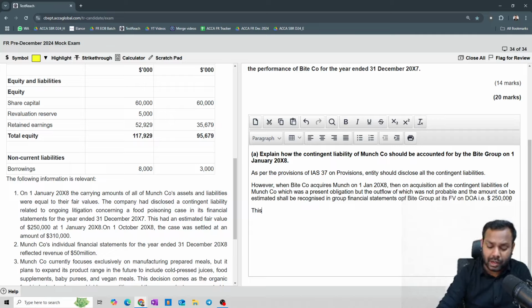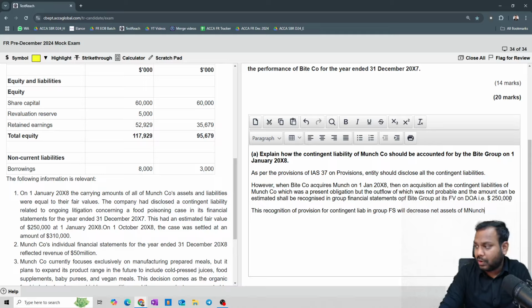Now this recognition of provision for contingent liability in group FS will decrease net assets of Munch, thereby increasing goodwill.